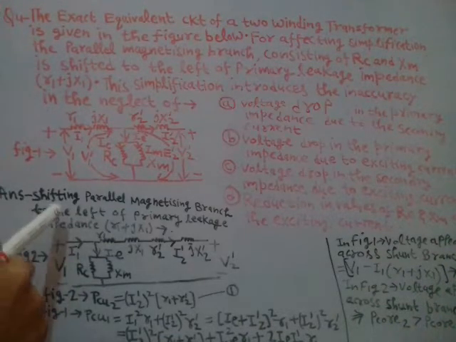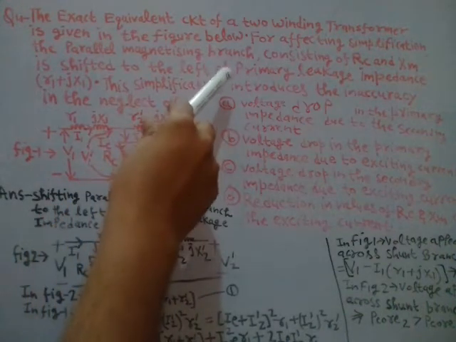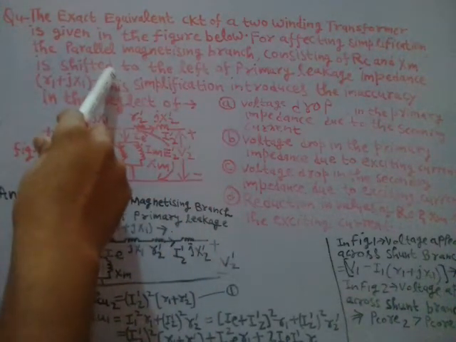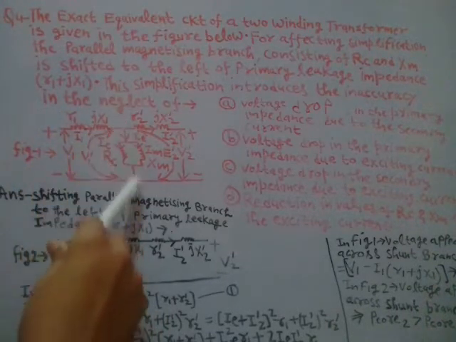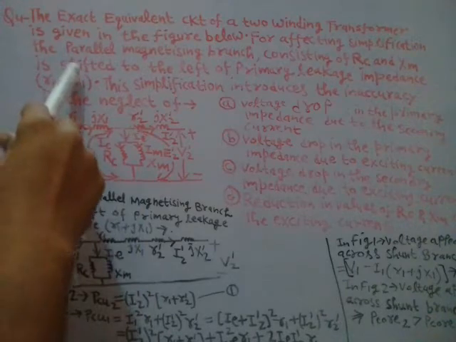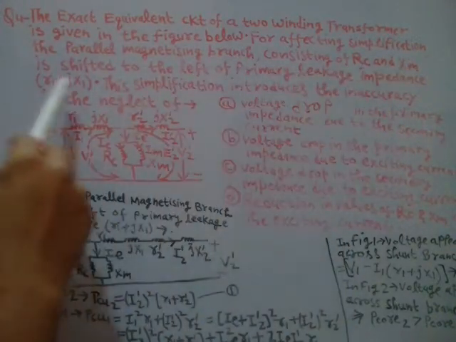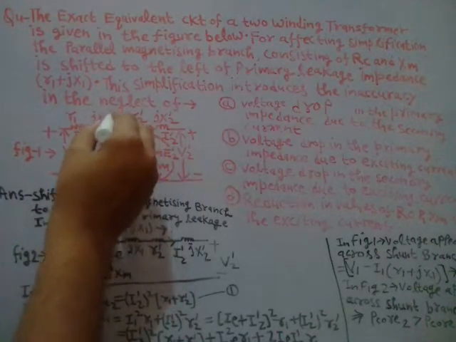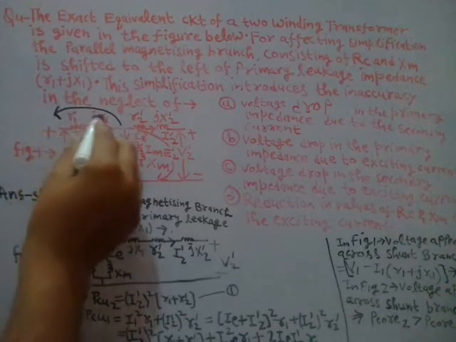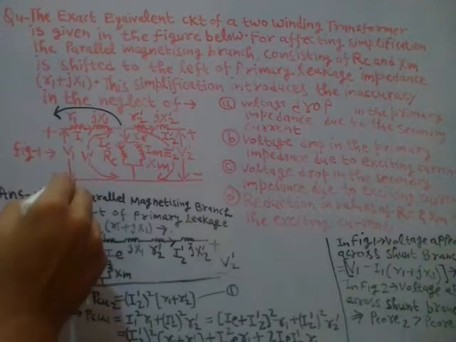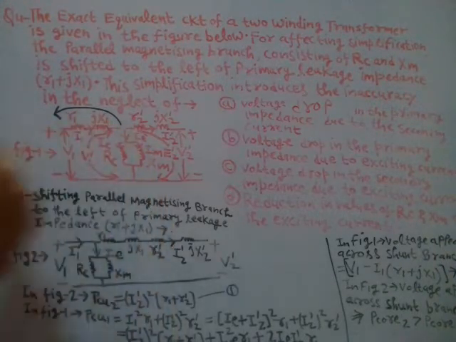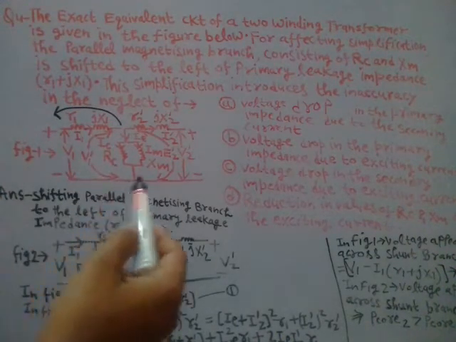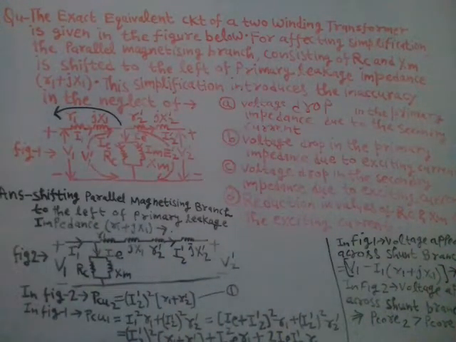So now according to the question, you have to shift this parallel or shunt branch to the left of primary leakage impedance R1 plus jX1. That means towards the supply side you have to shift this whole shunt branch, and then analyze that there will be some error, and due to what the error comes out, that you have to analyze and choose the correct option accordingly.